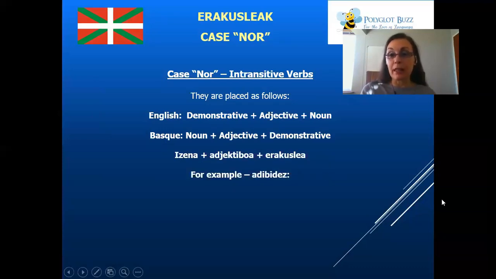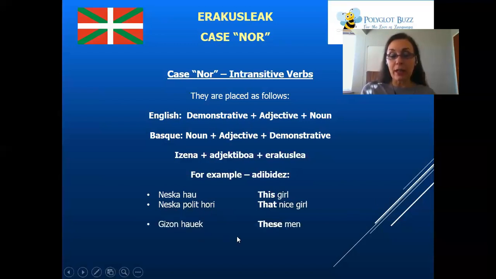For example, adibidez. Neska hau, this girl. Neska polit hori, that nice girl. Gizon hauek, these men. Gizon jator haiek, those nice men. You may have to have a look at this slide a couple of times. When you get it, then you can move on. In the meantime, if you want, you can stop the video.